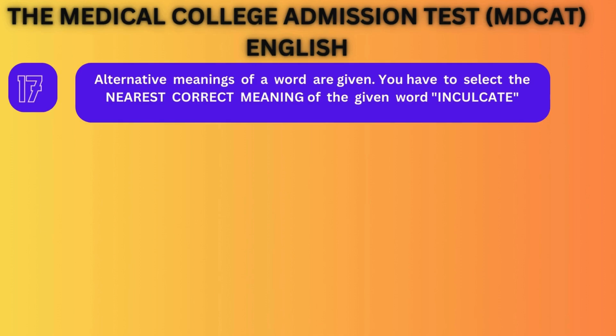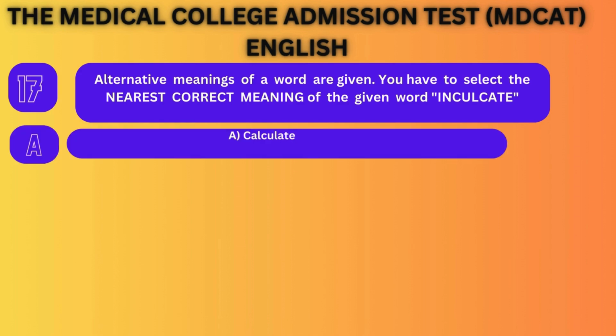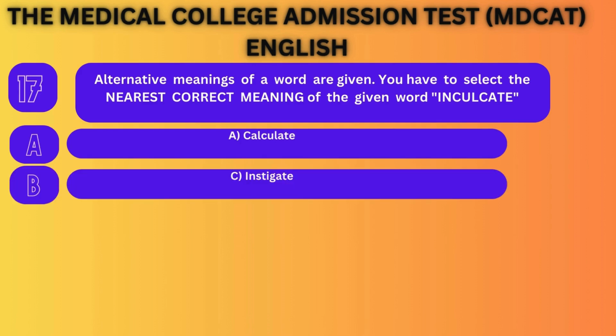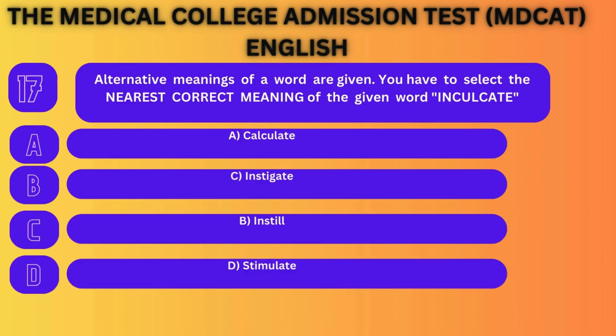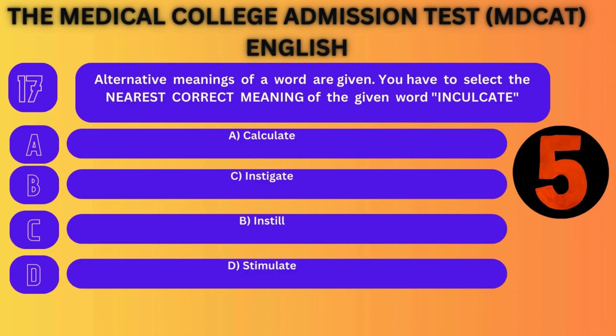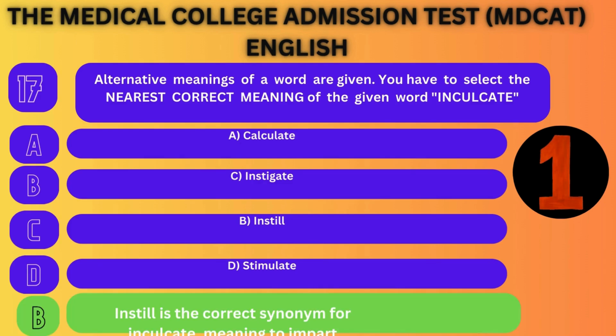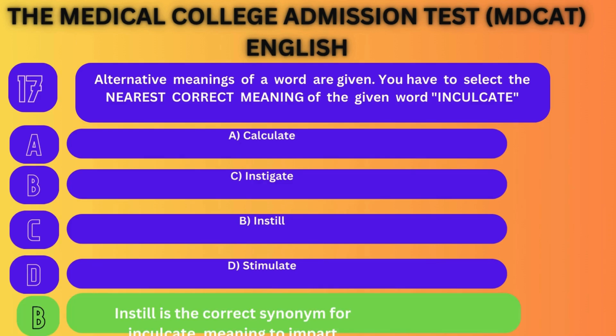Question number 17. Alternative meanings of a word are given. You have to select the nearest correct meaning of the given word, inculcate. Option A, calculate. Option B, instigate. Option C, instill. Option D, stimulate. Correct answer is B.